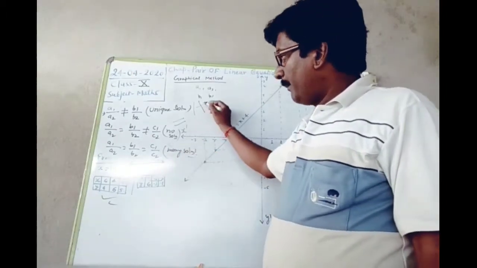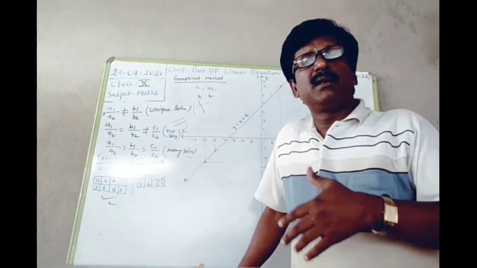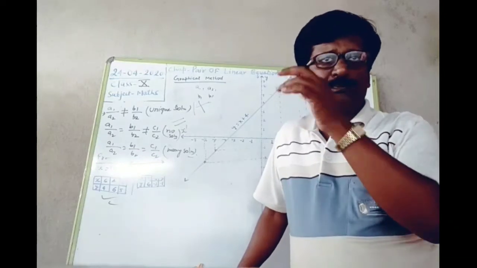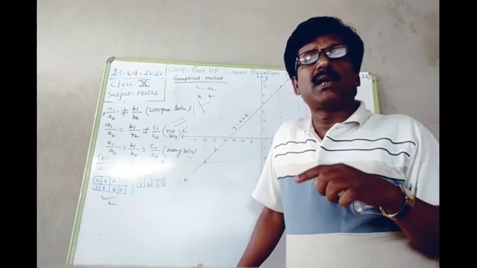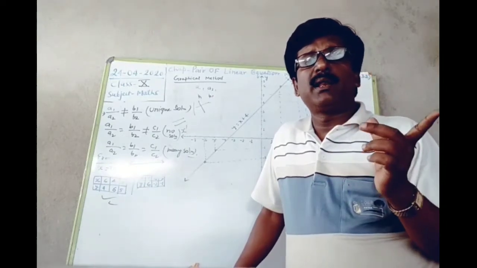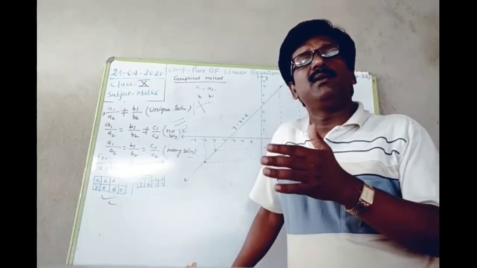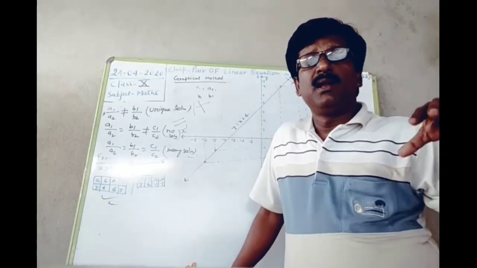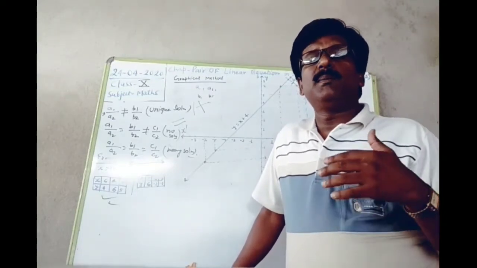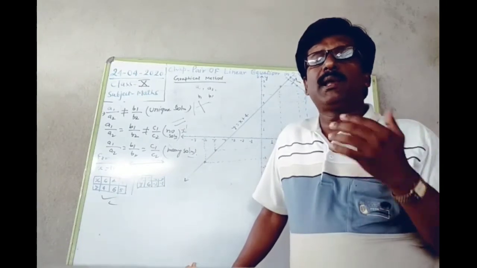So this information we already know: unique solution, lines represent intersecting lines and the ratio A1 by A2 is not equal to B1 by B2. If the lines of the equations are parallel, it means the system of equations has no solution and the ratio follows A1 by A2 is equal to B1 by B2, but that is not equal to C1 by C2. If the lines of the equations coincide, it means A1 by A2 is equal to B1 by B2 is equal to C1 by C2. So this way we can compare.